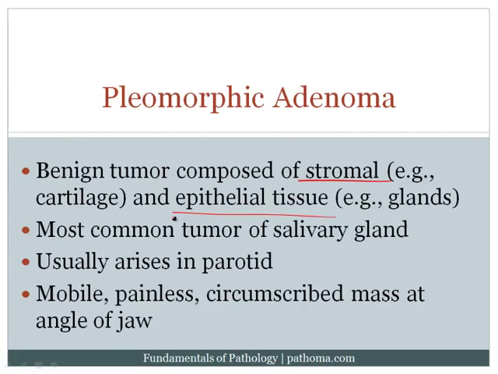Now the stromal component can be cartilage, for example, and the epithelial component may have glands within it. And so this is what we would classically see within a pleomorphic adenoma. Now it's important to note that, again, as I've stated, it's the most common tumor of the salivary gland, usually arises in the parotid, and it classically presents as a mobile, painless, circumscribed mass at the region of the parotid gland. Now this is very important because these are all of the key characteristics that we've studied concerning benign tumors.